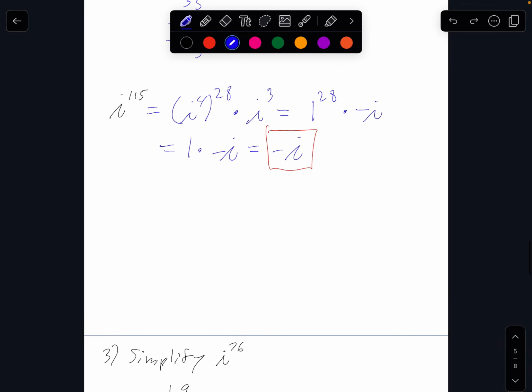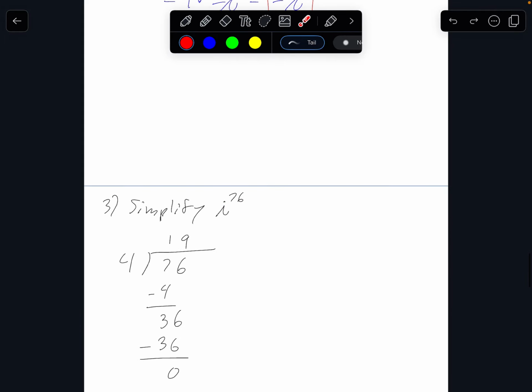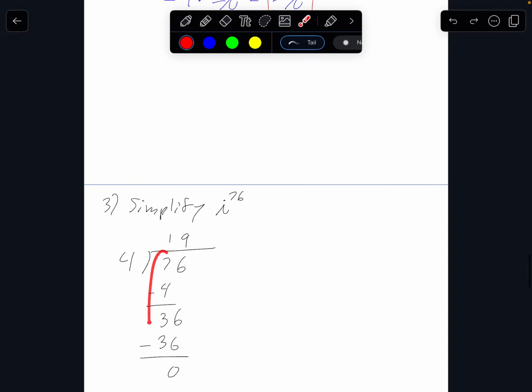Let's look at number 3. Again, these solutions are done already, so I'll just circle them and highlight them as I talk. But we're going to simplify i to the 76th power, and we're going to do long division. That's 76 divided by 4. 4 goes into 7 once. So 1 times 4 is 4. Subtract 7 minus 4 to get 3. Bring down the 6. 4 goes into 36 9 times. 9 times 4 is 36. And 36 minus 36 is 0.